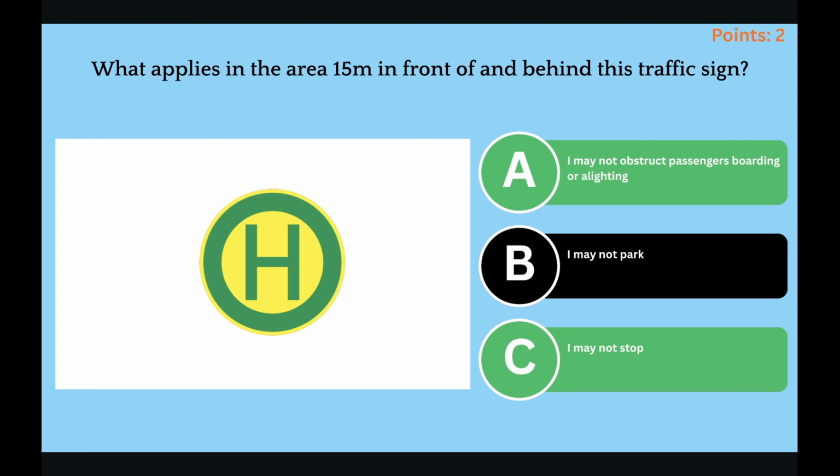A and C are the correct answers. I may not obstruct passengers boarding or alighting. I may not stop. This sign tells us we have approached a bus station. As you know, most buses are long. Therefore, it is required that in the area 50 meters in front of and behind a bus station you must not park, but you are allowed to stop your vehicle for a passenger to alight or to board your vehicle.